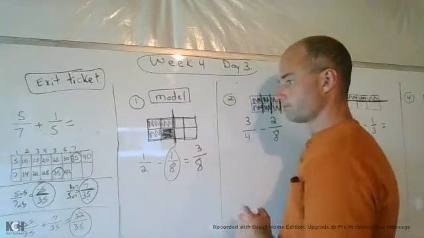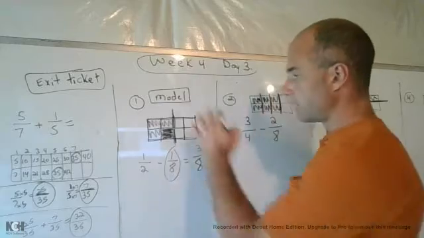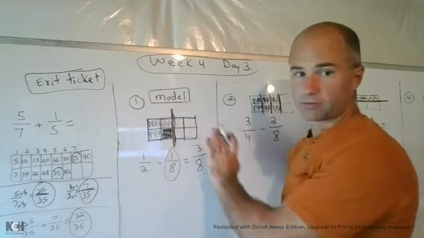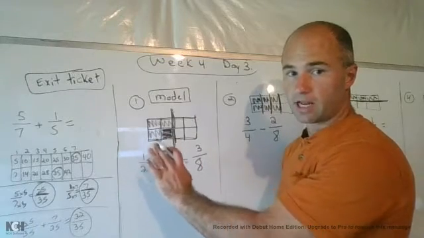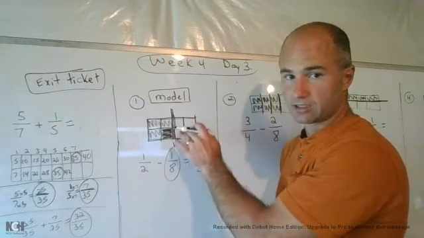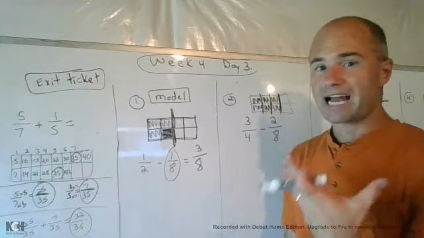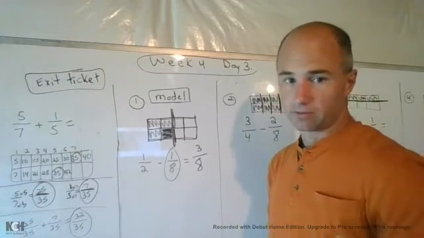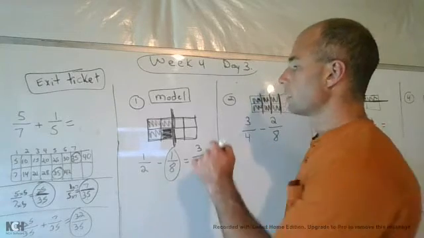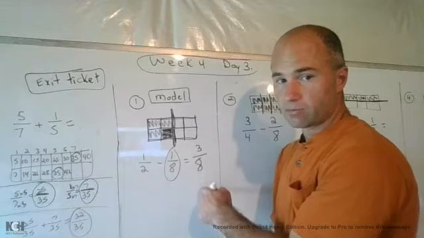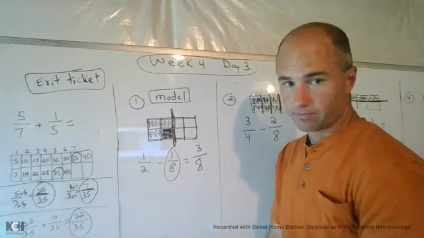3/8. So for starters, I made a box. I shaded in half of it. Half of this box was shaded in. Then I made that box into eighths, because eighths is going to end up being my common denominator. Then I now can take away one of those eighths, and be left with 3/8.